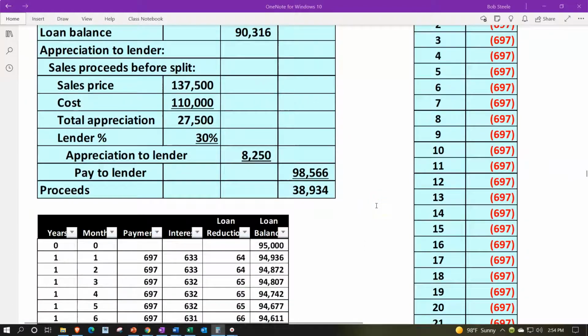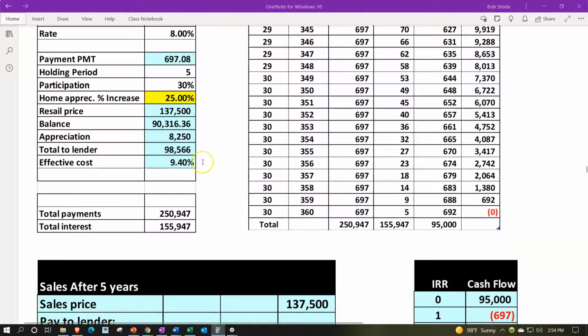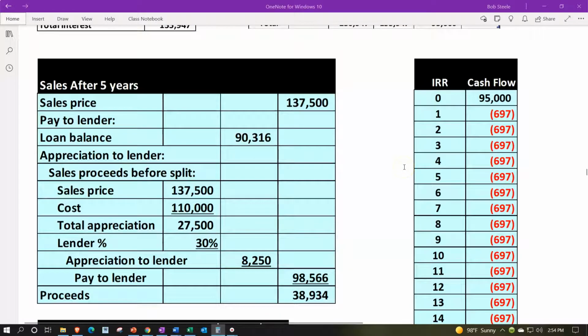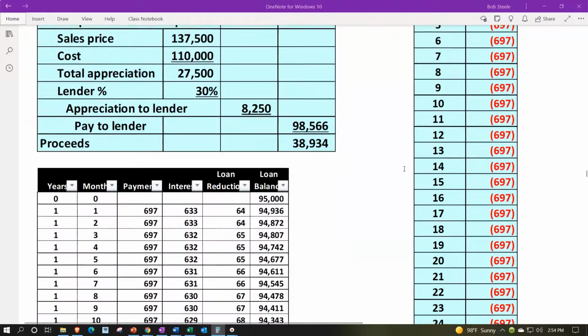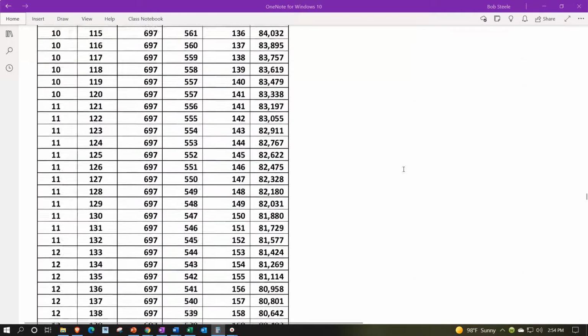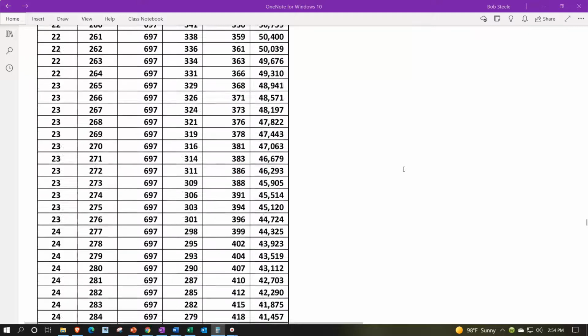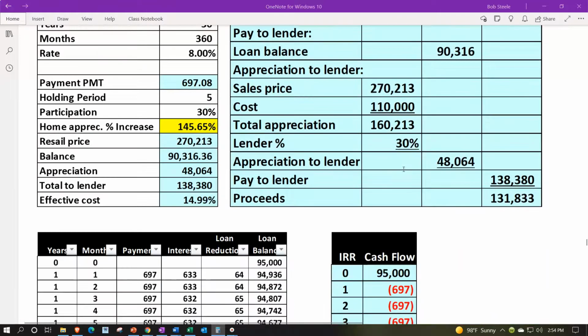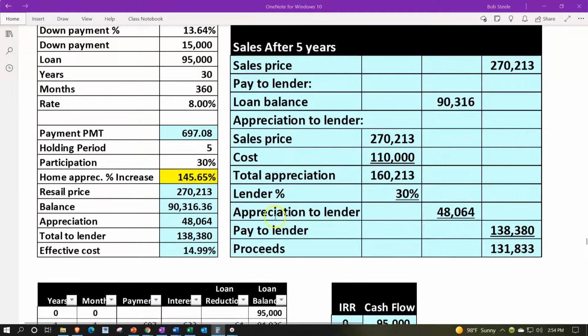So if I scroll back up, that 9.4% is what we calculated here on the effective rate. To me, this IRR calculation is a little bit more intuitive, and can either be used as a check to the effective rate calculation, or as a substitute for it. So notice that if you're doing this kind of agreement, then you're making estimates into the future again. You're trying to say what's going to be the appreciation in the property, how much am I going to have to pay to the bank, and then what's going to be my return on it.